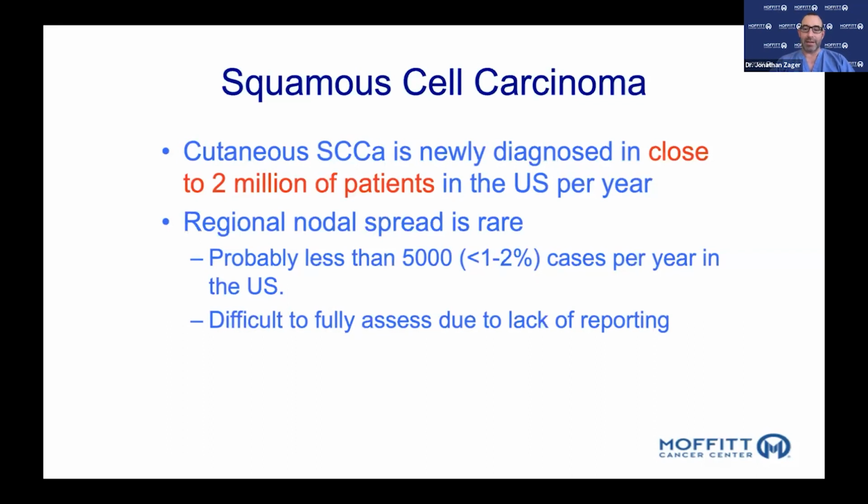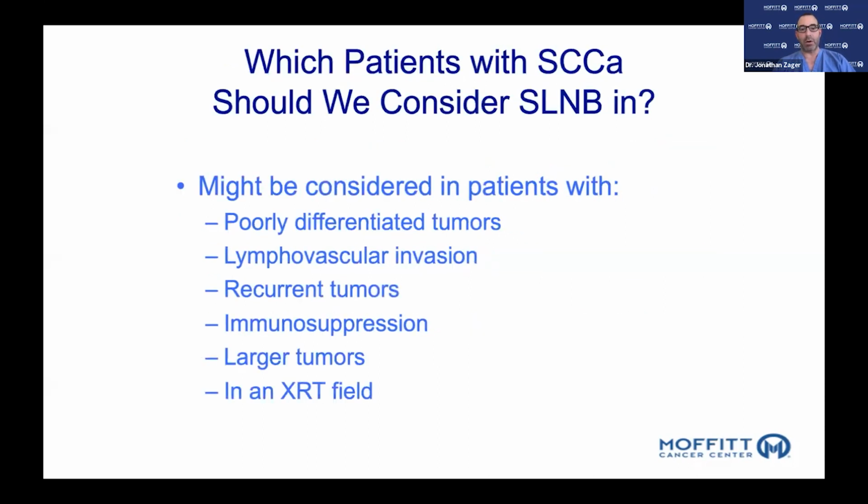And as I think Dr. Sondak mentioned before, we are close to 2 million patients with squamous cell carcinoma in the United States per year. So when we talk about who's at risk for these lymph node metastases, it's really rare. There's probably around 5,000 cases of lymph node metastases from squamous cell carcinoma in the entire United States per year. So you would be doing a ton of sentinel lymph node biopsies for a very small amount of gain, which is why we really don't use it in the majority of patients.